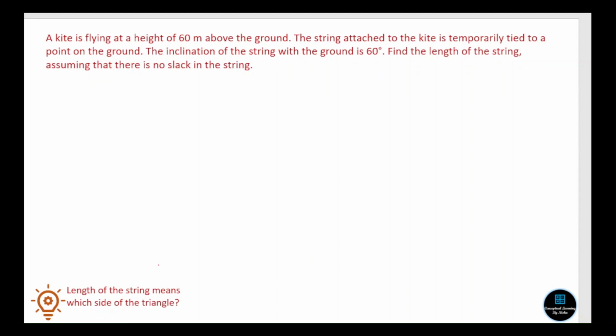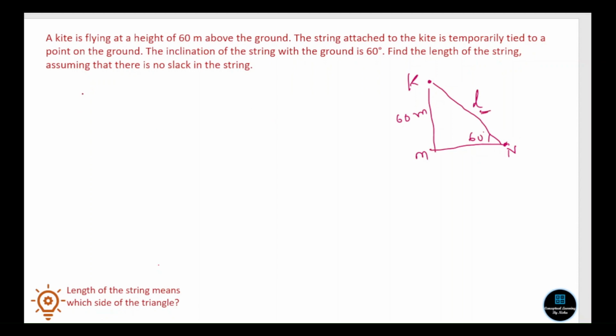So what they are saying, here is the kite. This is the ground, and the string is tied at this point, which is making 60 degree elevation here. This is 60 degree, and we have to find the length of the string, means this length. Now they are saying this height is 60 meter. So this is the kite. Let's say this point is M and this point is N. Now we have to find L.